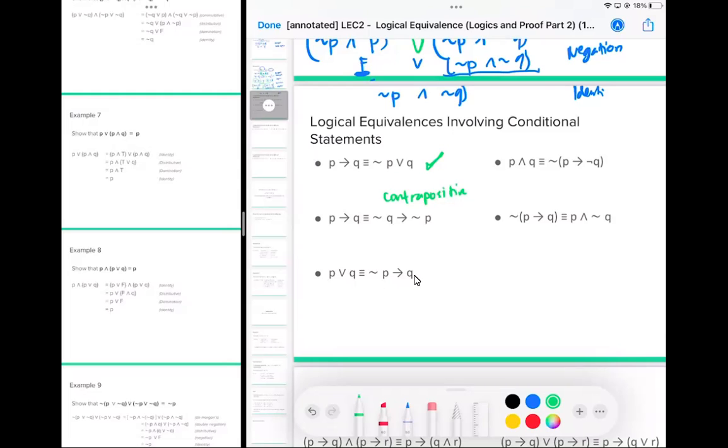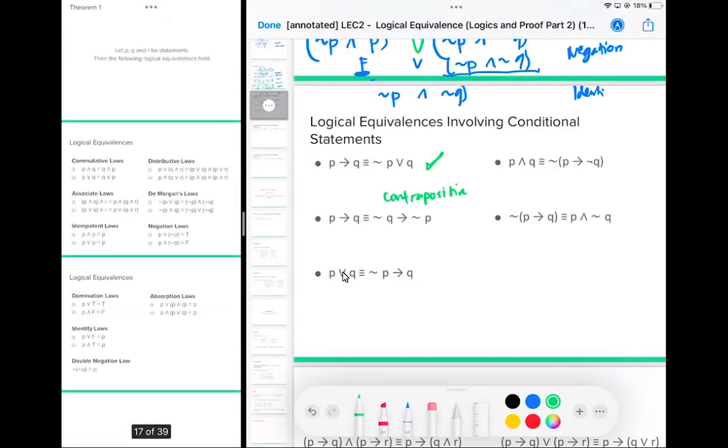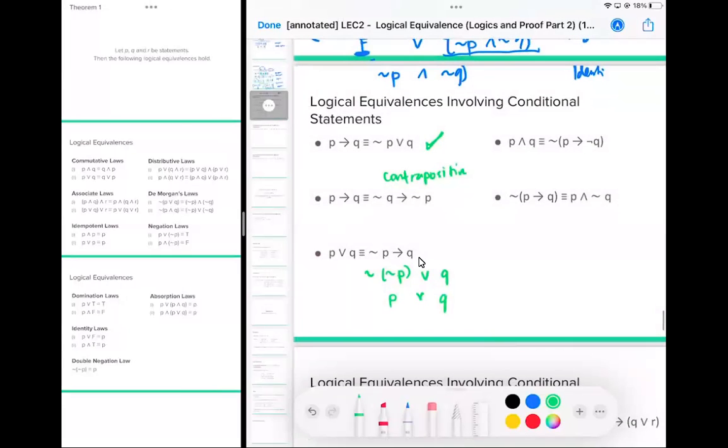So we can actually use the laws that we have established in order to prove this statement. Suppose let's work on not P implies Q. Okay, so we have the not of not P or Q. So the not of not P is P, or Q. Okay, which shows that these statements are indeed logically equivalent.